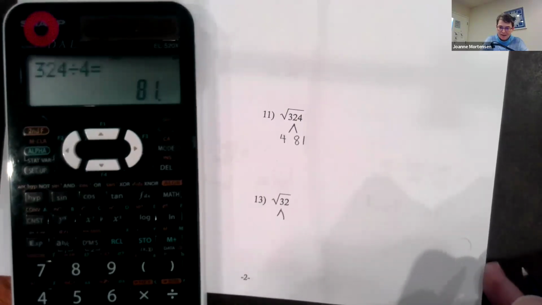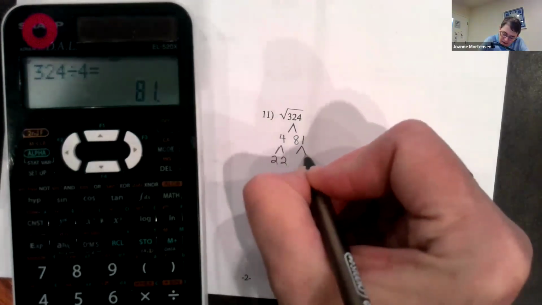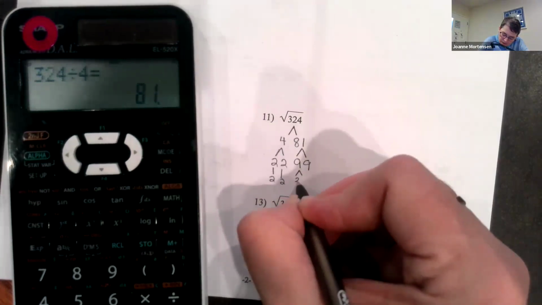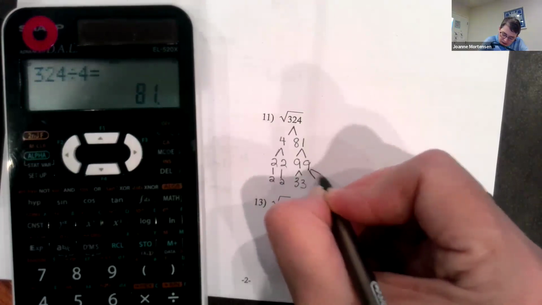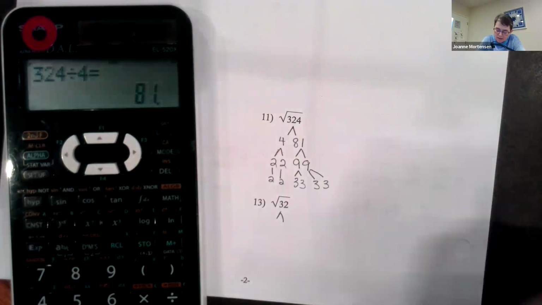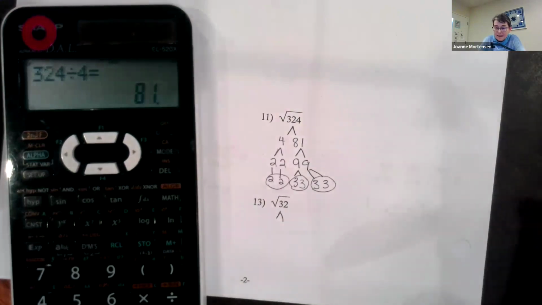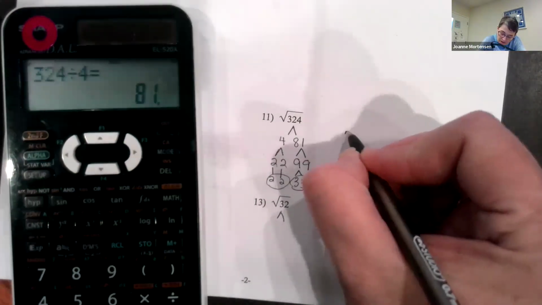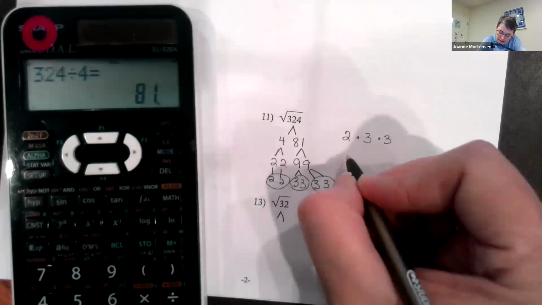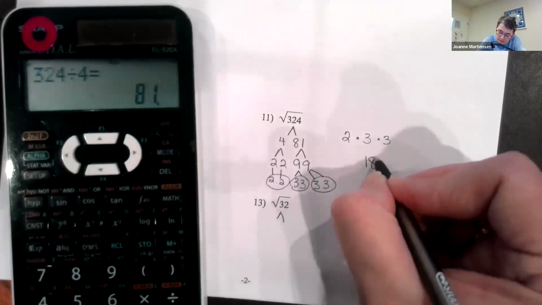I could have started by dividing by 2, but I was trying to be lazy. 2 and 2. 81 is 9 and 9. 2, 2, 3, 3, 3. So in this case, everything is paired. So it's a pair of 2s, pair of 3s, pair of 3s, which means there's nothing left underneath the root sign. So 2 times 3 times 3. Again, 1 from every set comes into my answer. 2 times 3 is 6 times 3 is 18.